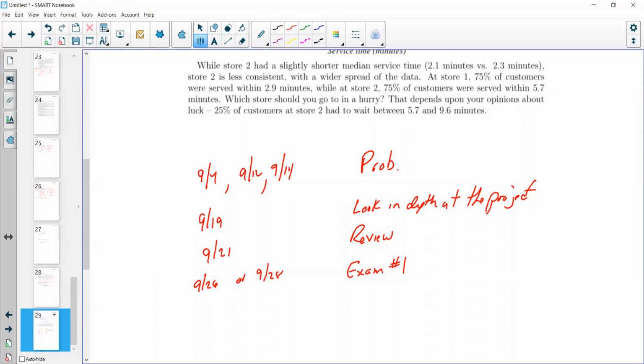So essentially, every class up until exam 1 is going to be probably between 45 minutes to an hour at most. I hope you don't mind getting out early. I mean, I got to be here, so if you want to hang out, I'm sure I could come up with something for us to do.